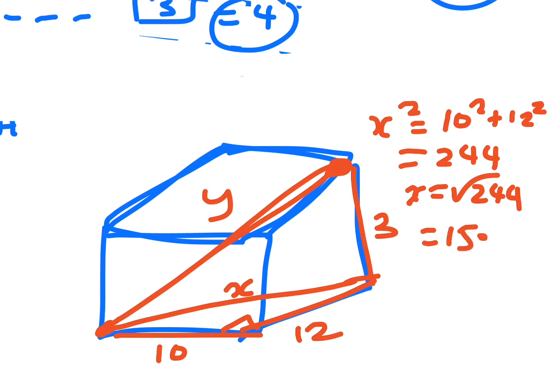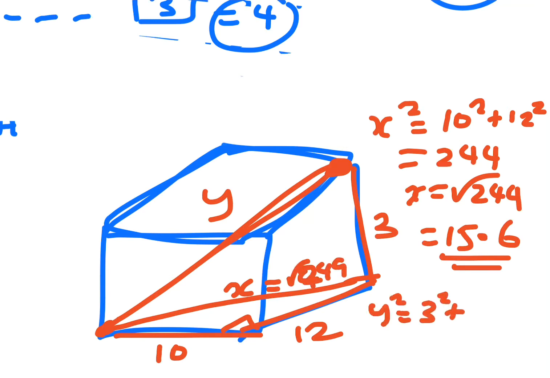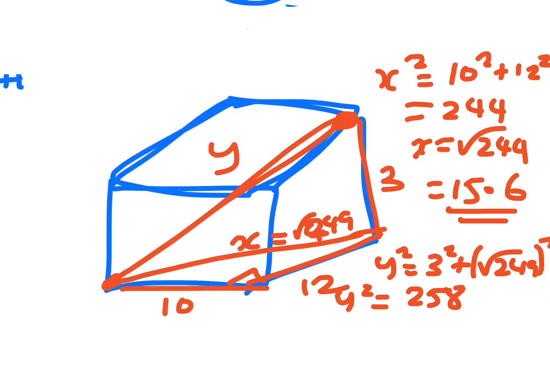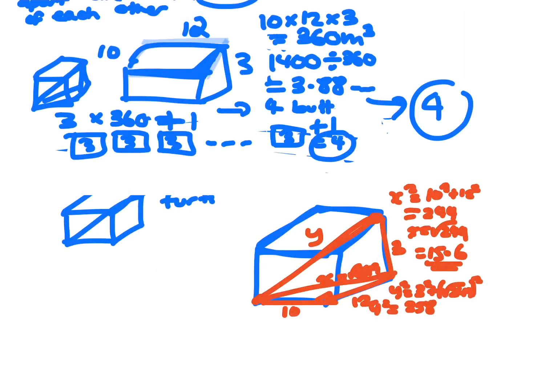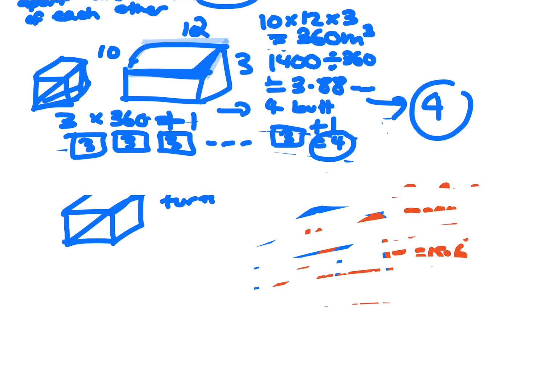which gives you 15.6. Okay, so that's √249. And then to get y squared is 3 squared plus √249 squared. So y squared equals 9 plus 249, which is 258. And then if you look at that, sorry, just made a mistake on that. It's a cubic meter, so I'm being a bit of a twit.